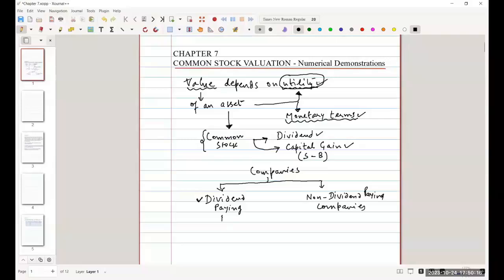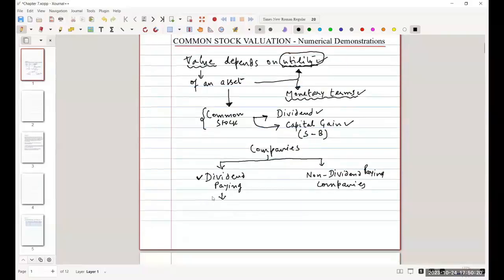As long as we are in this realm, dividend paying companies, we can use, I'll give you a couple of names here. One is known as the dividend capitalization model. Dividend capitalization model. This can be used to find out the current price or the current value of the share, rather.